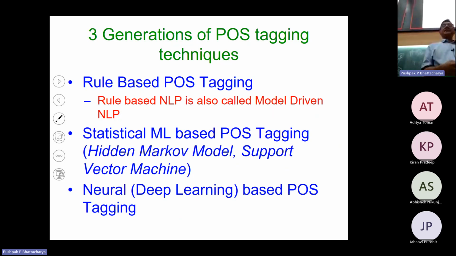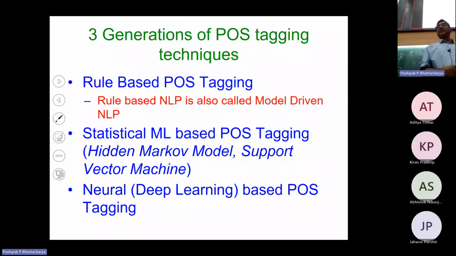So when some data became available, we had statistical machine learning based part-of-speech tagging, and hidden Markov models were extremely successful. They defeated all the rule-based systems existing at that point of time, and that ushered in the era of statistical NLP. Statistical NLP started with hidden Markov model-based part-of-speech tagging. Support vector machines were very successful in document classification.